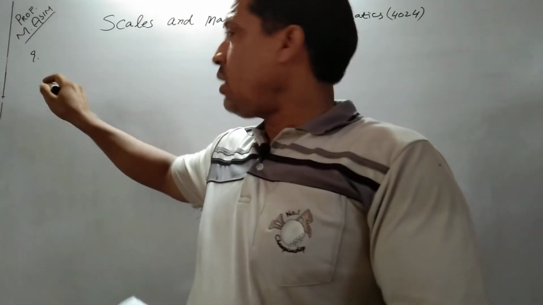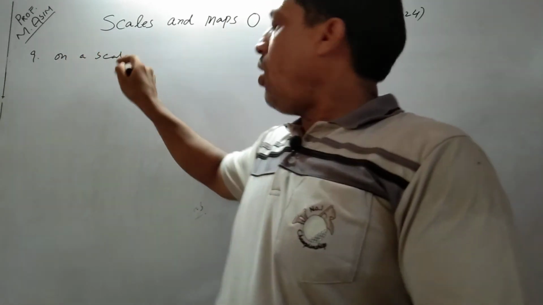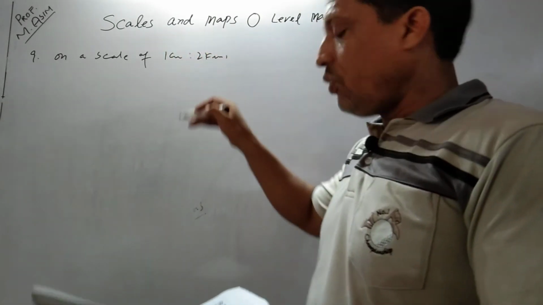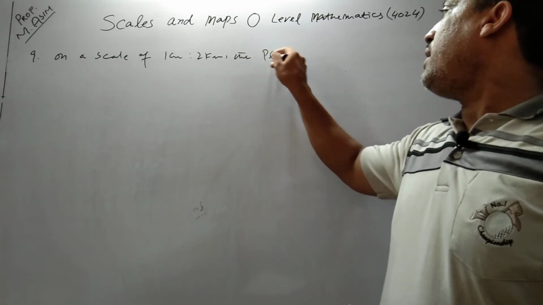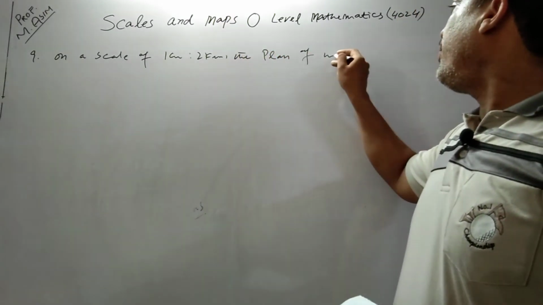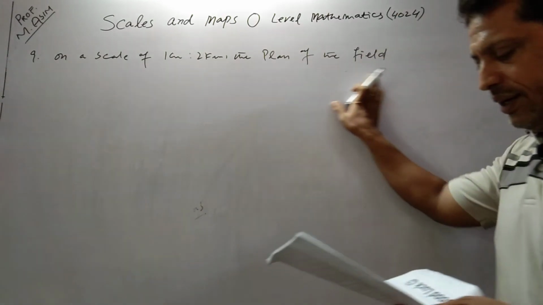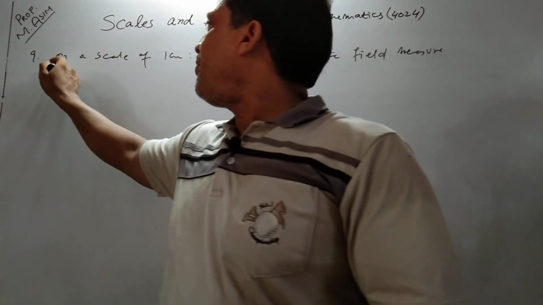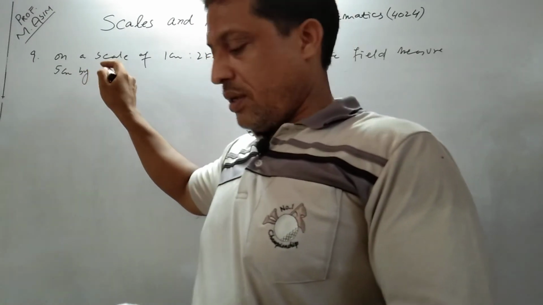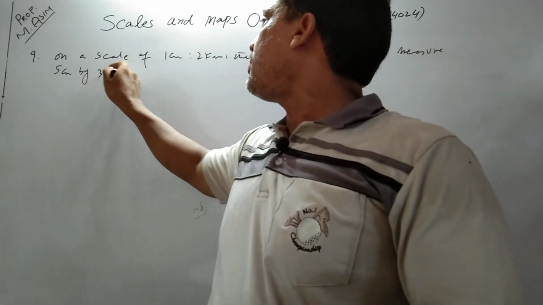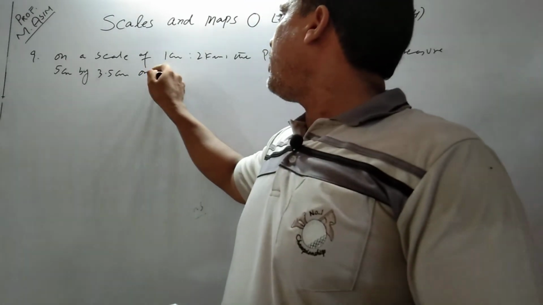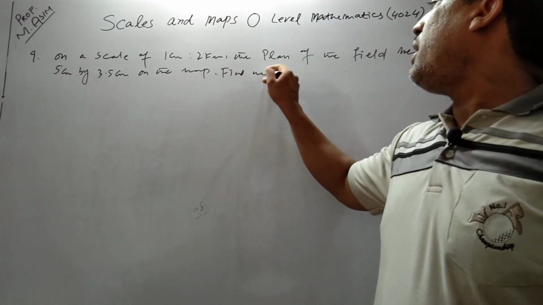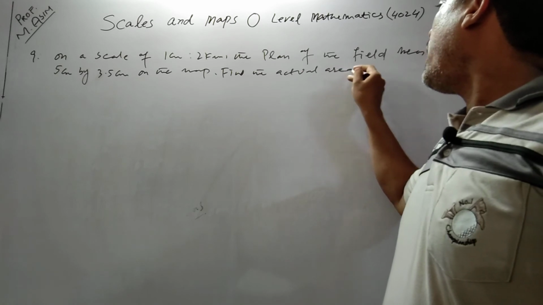Question number 9 is: on a scale of 1 centimeter to 2 kilometer, the plan of the field measured 5 centimeter by 3.5 centimeter on the map. Find the actual area of the field.